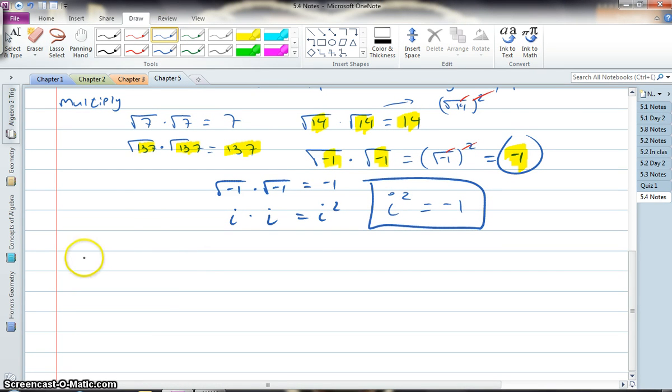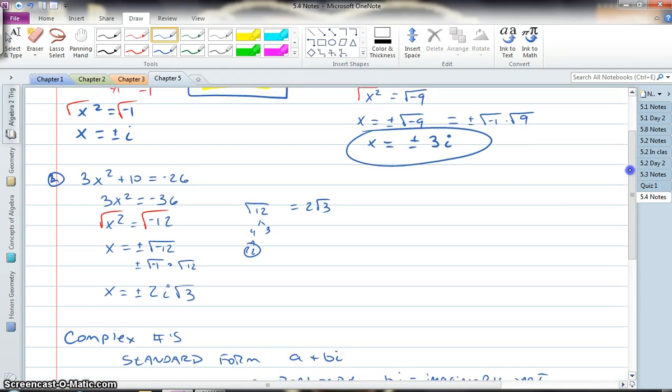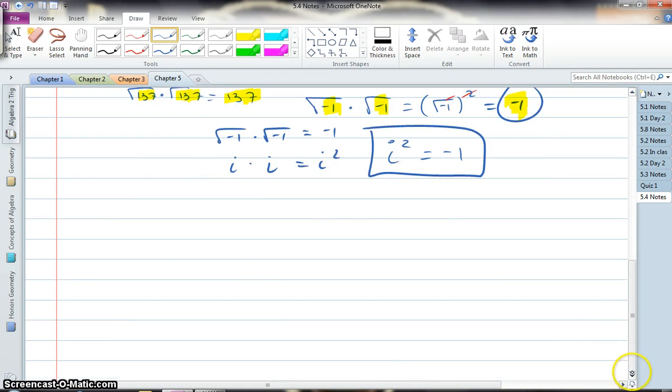So multiplying complex numbers. What example are we on? 3, 4? Let's go check. That was 1 and 2. We are on example 3.